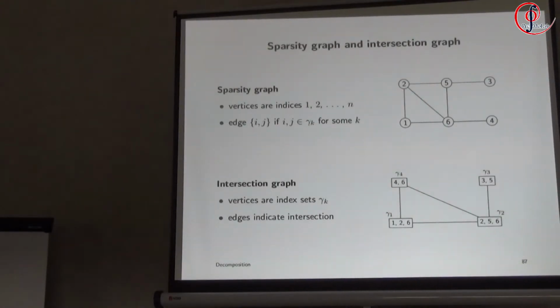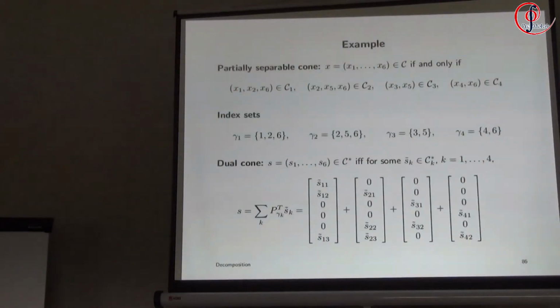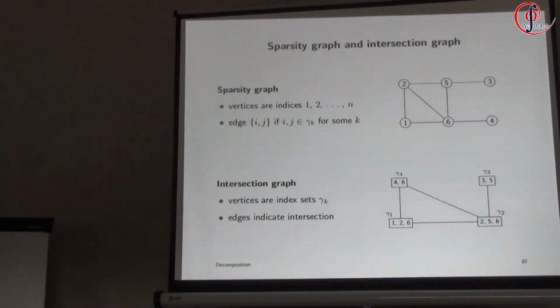As in the first part, you can describe the structure by different graphs. For example, you could define a sparsity graph that takes the variables x, in our example 6 of them, and then adds an edge if two variables appear in the same index set. Or you can define it by what we call here an intersection graph. Here the vertices are the index sets, and they're joined by an edge if they intersect.